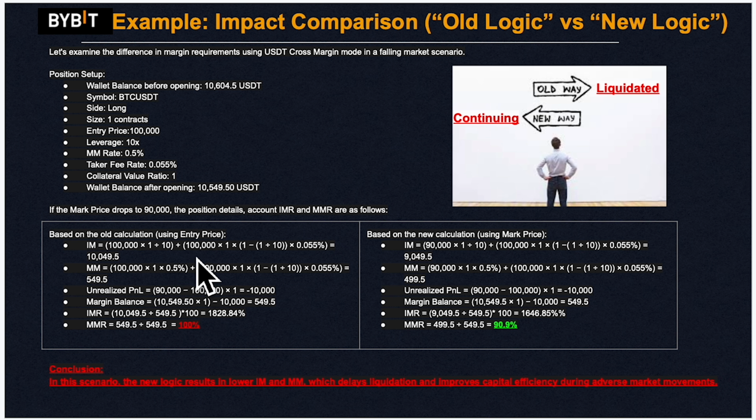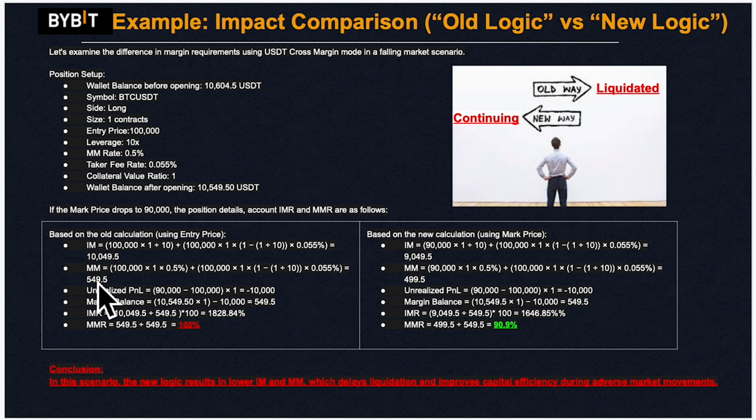Then you also add another part to this calculation. You add $100,000, the price you are entering the trade, multiplied by your contract. Then you open another bracket: your contract, 1 BTC, minus 1 divided by 10 leverage. So this is your contract divided by your leverage, 1 divided by 10. Then you multiply it by your taker fee rate, which is fixed at 0.055%. If you calculate all of this, you'll get $10,049. That's the amount you're using to enter the trade.